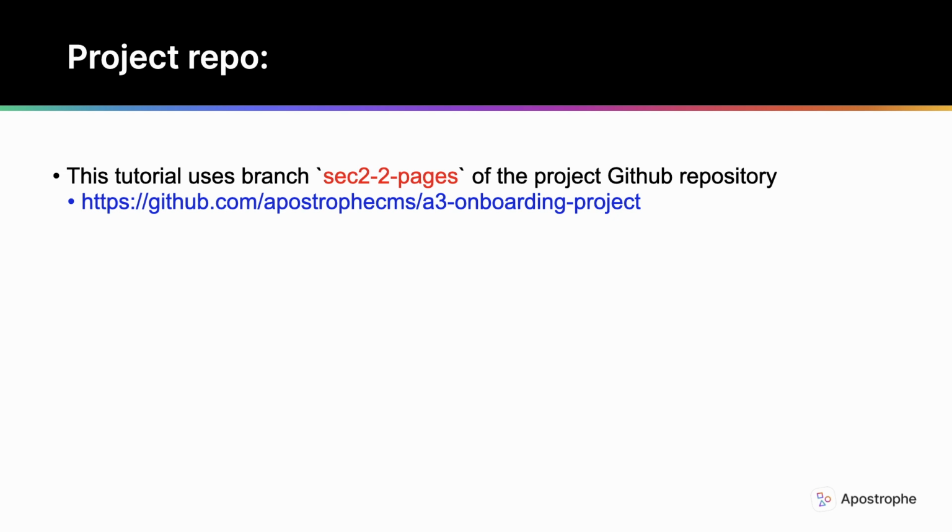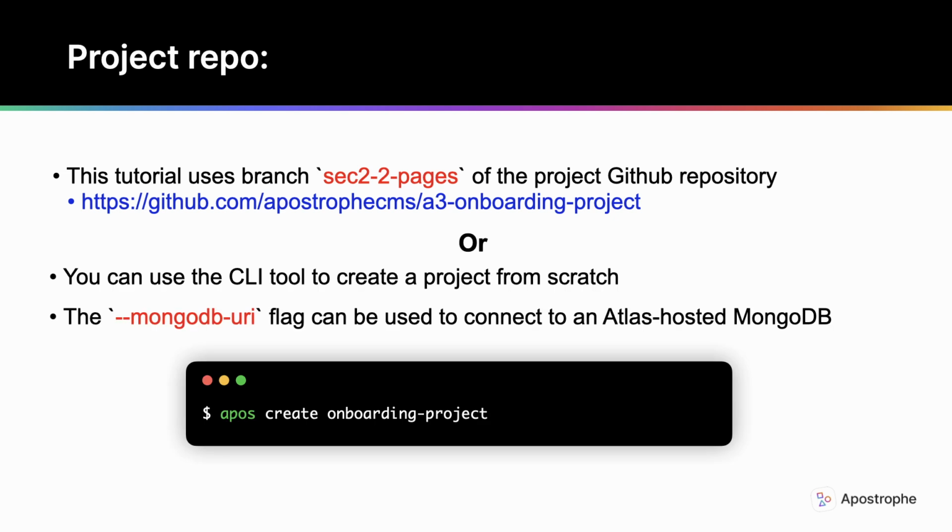If you've watched the other videos in this series, you have likely either created your own project from scratch, or you are electing to follow along by switching between branches of our GitHub repository. If you're doing the latter, the code changes made in this tutorial are located in the branch sec2-2-pages. You can look at the README file of the repository to learn more about how to use it to follow along with this series. If you are just starting this series with this video, you can make a project from scratch to follow along using the CLI tool and the command apostrophe create along with the name of your project. To learn more about the CLI tool, I recommend you watch the code organization video of this tutorial series.